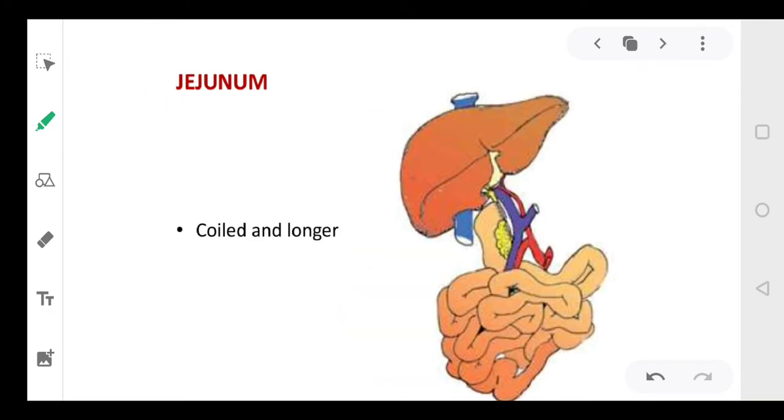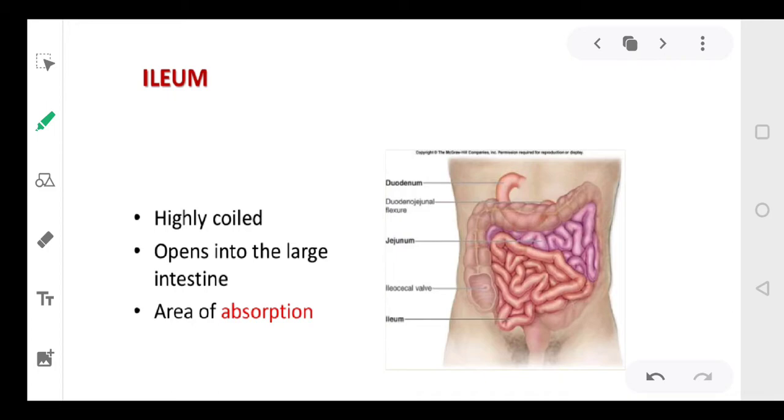Then ileum, again it is highly coiled and it opens into the large intestine. ठीक है, ये large intestine में open करती है और इसका main काम है खाने को absorb करना.